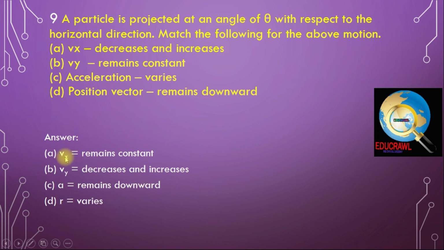So the answer is Vx remains constant, Vy decreases and increases, A remains downward because the acceleration due to gravity is acting in the downward direction only. So always A will remain downward. Then R, the position vector, keeps on varying. That's all. It is a simple problem.